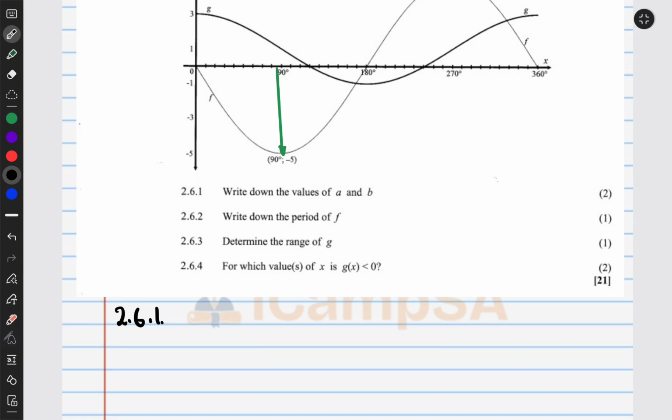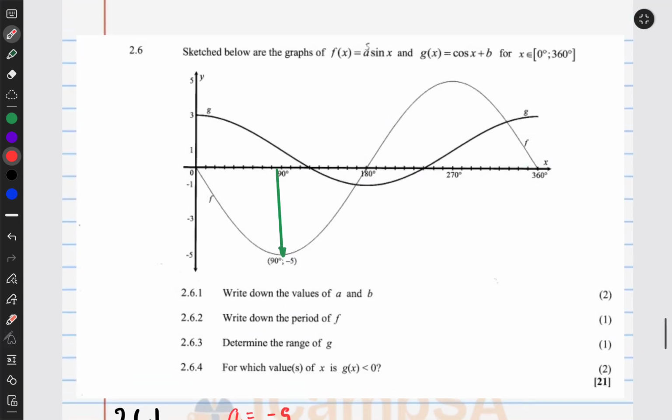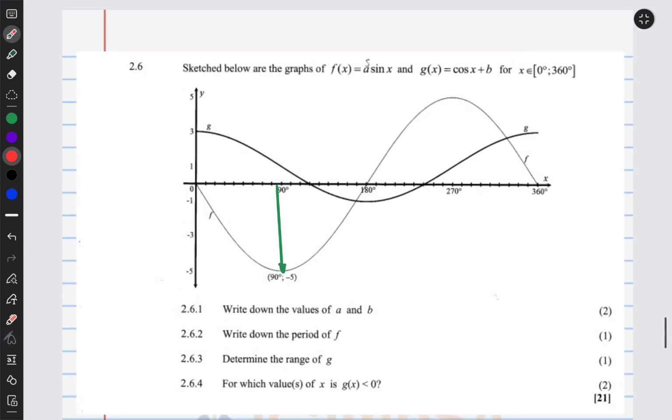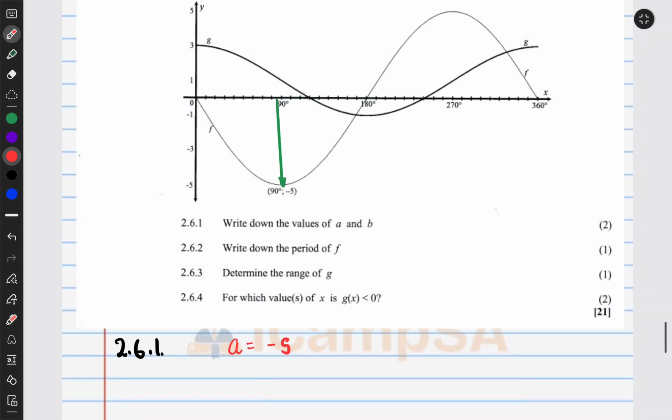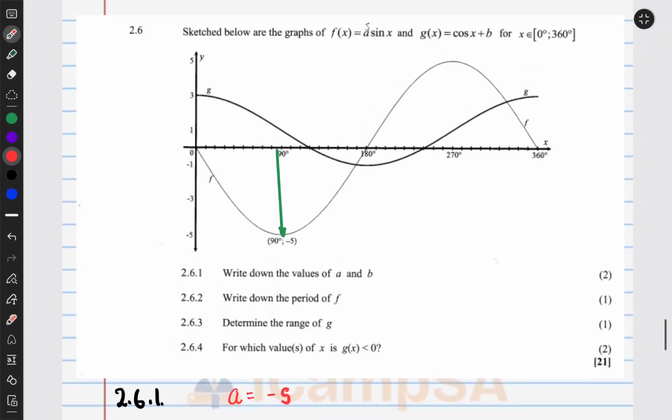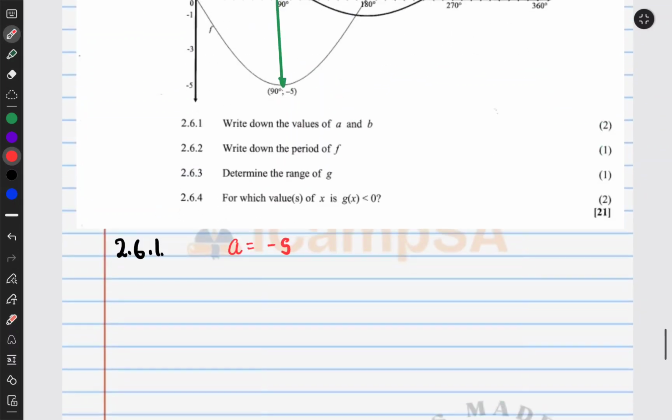A is equal to -5, and then b is what? It is the vertical shift. So for this graph, how many units has this function been shifted? I think it's 1 unit.